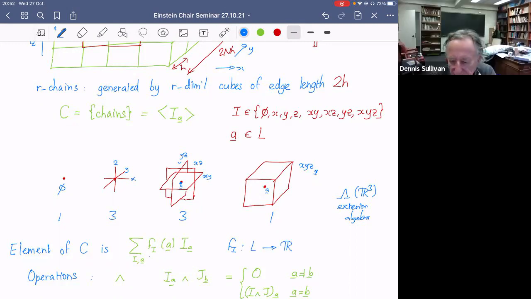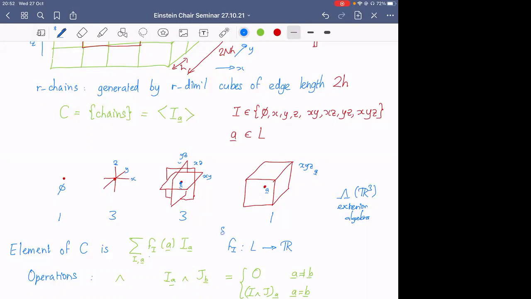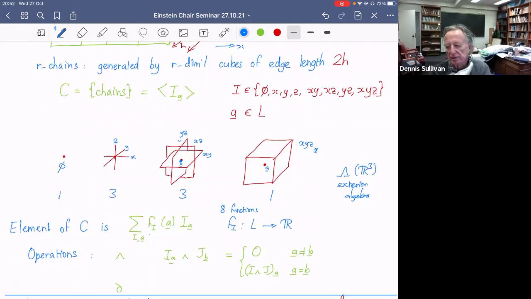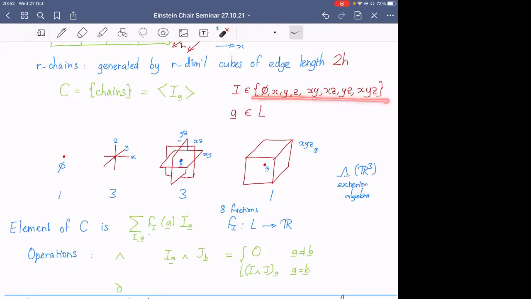So f_i is like dx dy, sort of. Here you need to choose 8 scalar-valued functions on the lattice, and that will specify an element of the chain space, in all the possible degrees. Yes, if we're in 3 dimensions.